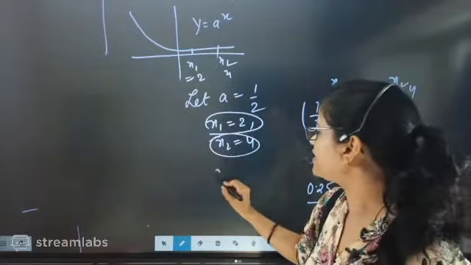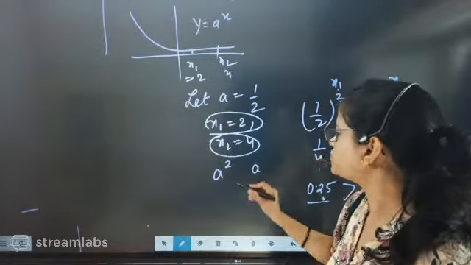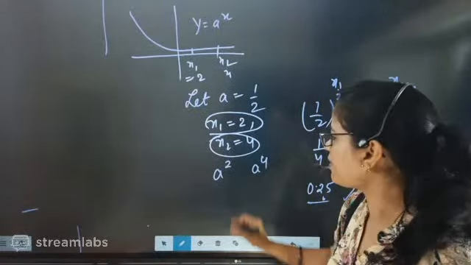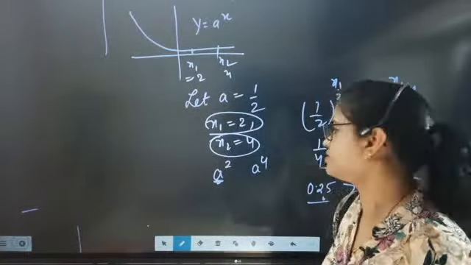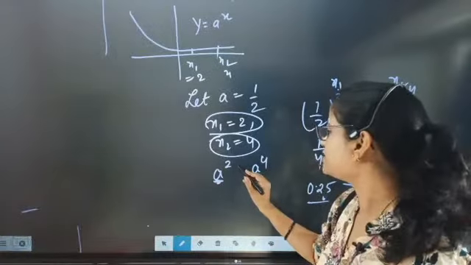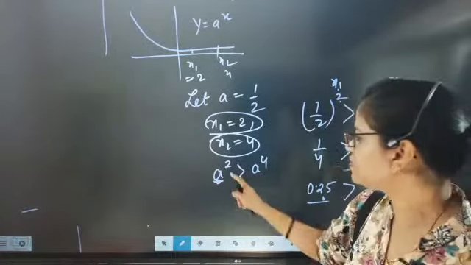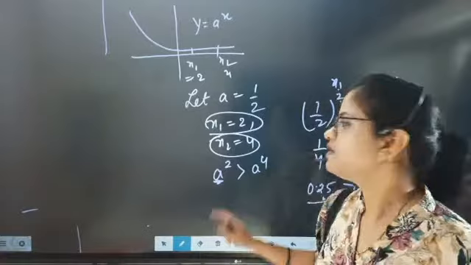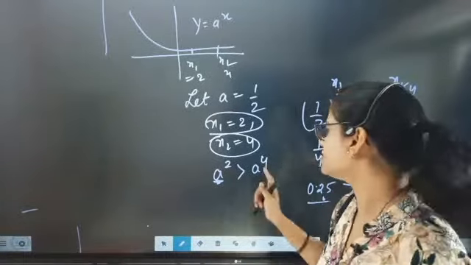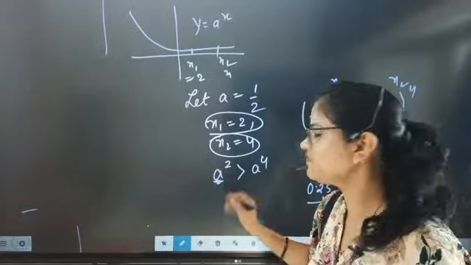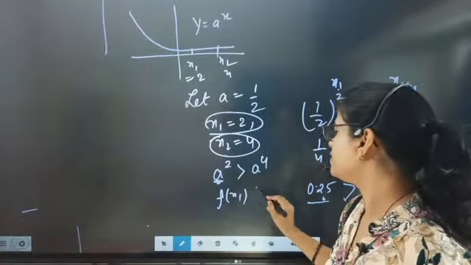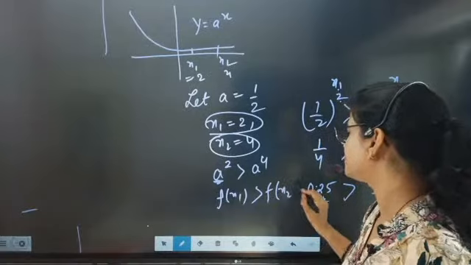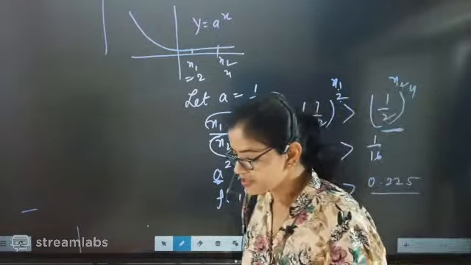So when you write a to the power 2 and a to the power 4, and a is a fraction, then this part will be greater. The one having the smallest degree will be greater than the other, specifically when a is a fraction. So that means f of x1 will become greater than f of x2. f of x1 will be greater than f of x2.